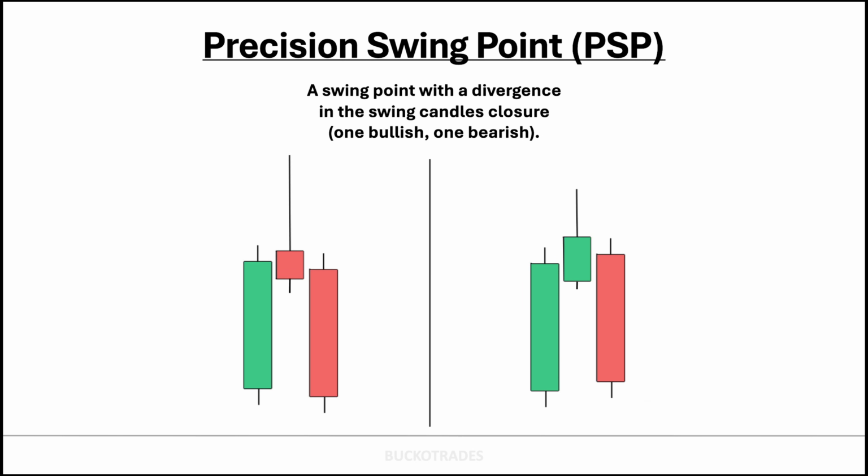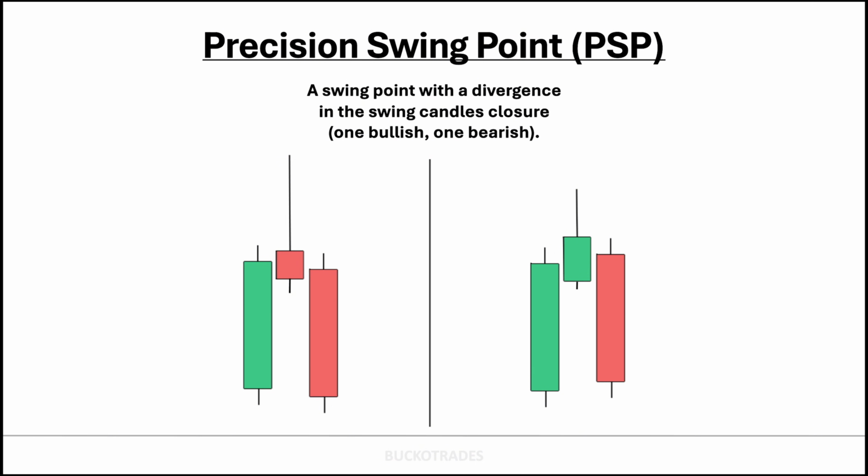And then from there, the second concept we're going to be using is precision swing points, also known as PSPs. Again, I already have a video posted on my channel about these, so I'd recommend to go check that out and then come back here. But for a quick rundown, a PSP is a swing point with a divergence in the swing candle's closure. So one asset must close bullish and one asset must close bearish.